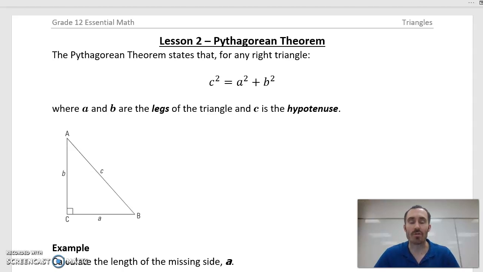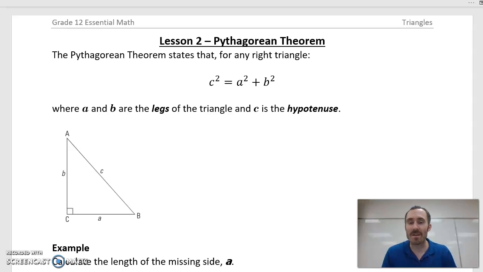The second part about triangles you've learned before, and so this is going to be a quick review. This is the Pythagorean Theorem, or however you want to say that word. That's my favorite way, so that's what I'm going to go with. The Pythagorean Theorem states that for any right triangle, c squared equals a squared plus b squared.